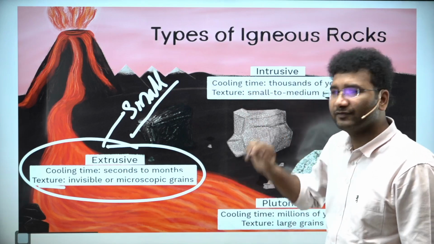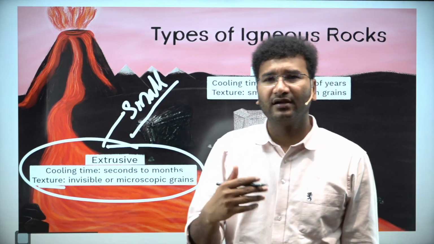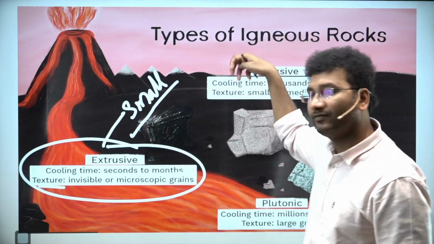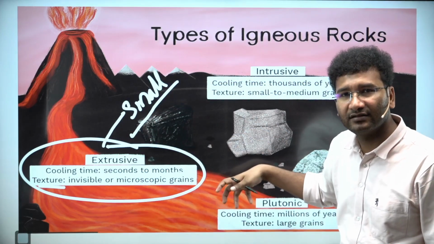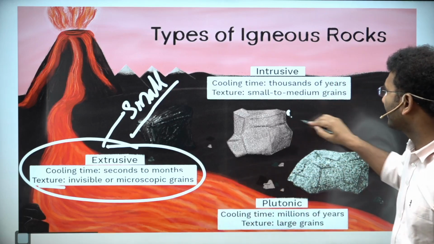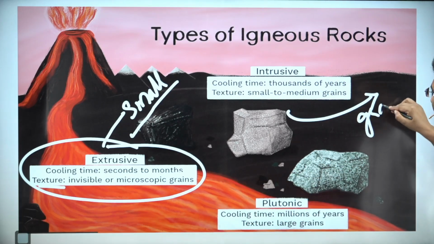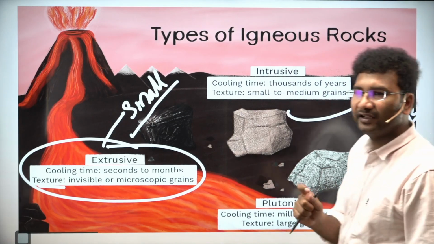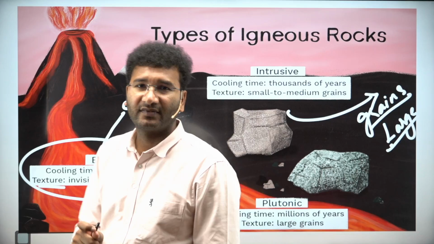Next is intrusive cooling. Intrusive cooling might take a few years or a few thousands of years, because these rocks are present within the interior of the earth, right? So it was hot and it takes a long time to cool. So that's why the grains or the crystals which are formed are large.